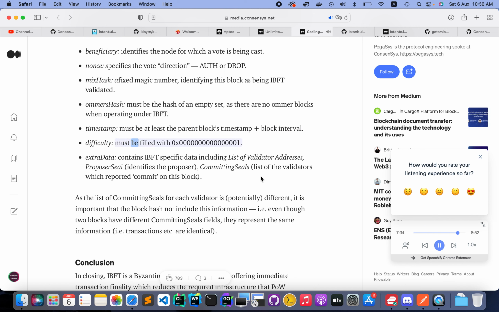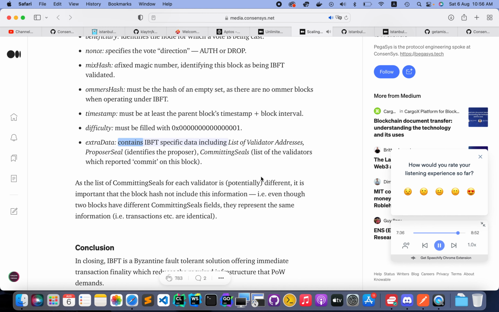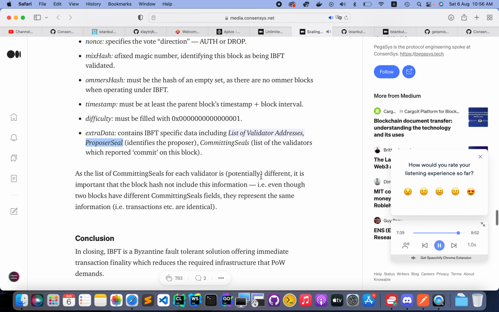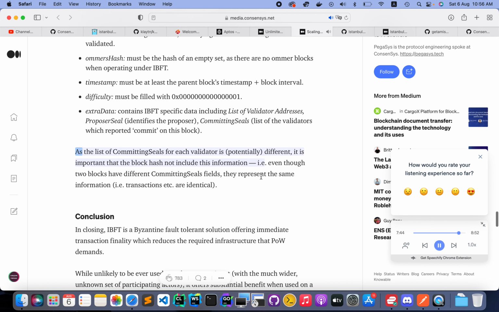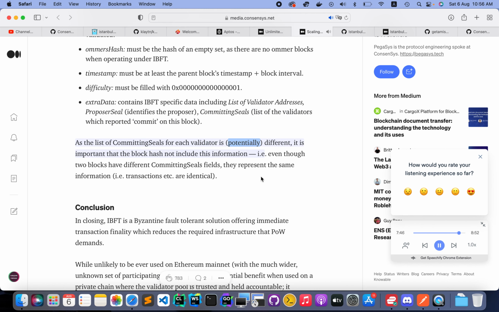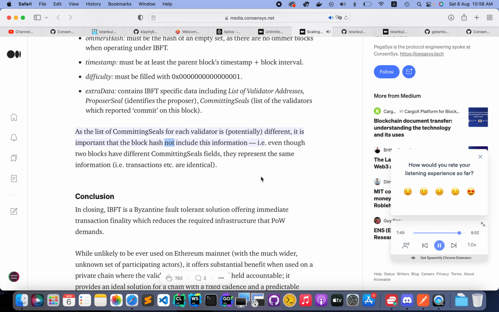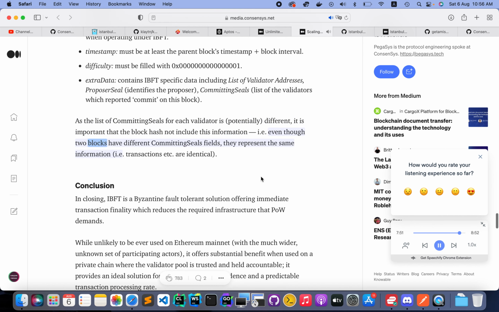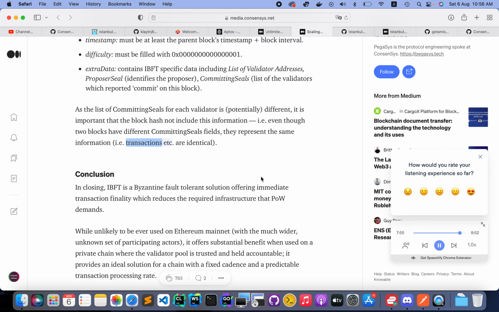Difficulty must be filled with 0x00000000000001. Extra data contains IBFT specific data including: list of validator addresses; proposer seal, identifies the proposer; committing seals, list of the validators which reported commit on this block. As the list of committing seals for each validator is potentially different, it is important that the block hash not include this information, i.e. even though two blocks have different committing seals fields, they represent the same information, i.e. transactions etc. are identical.